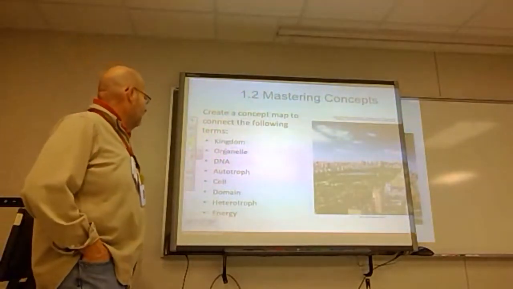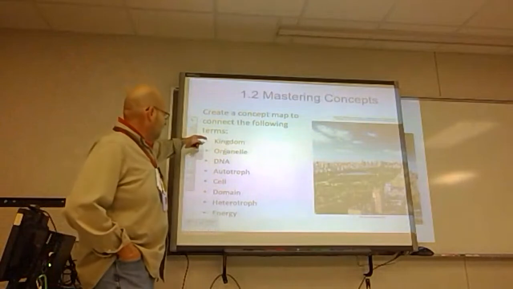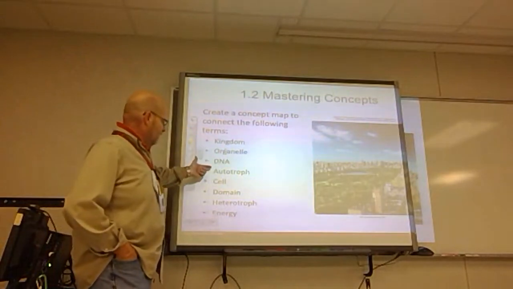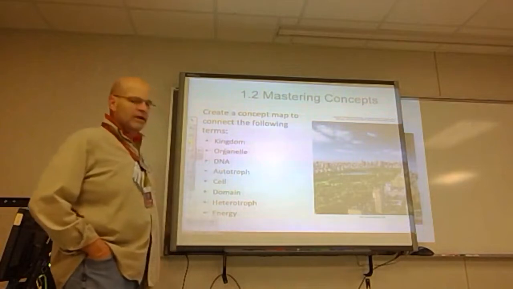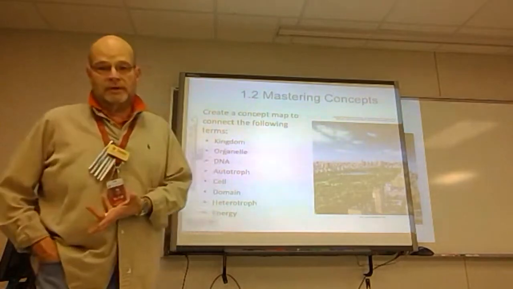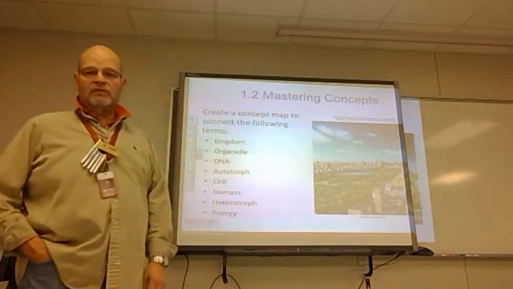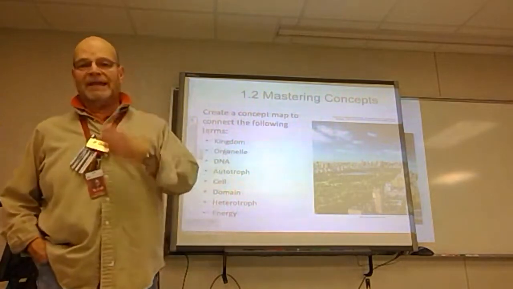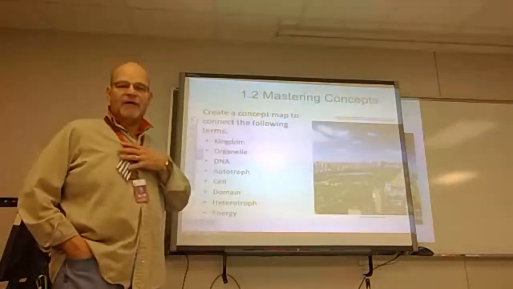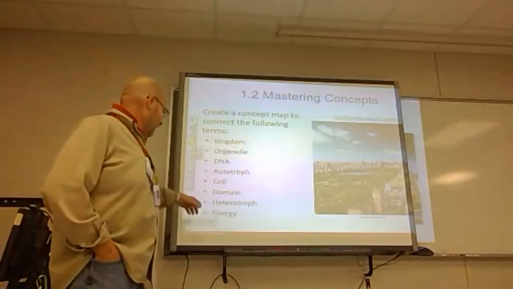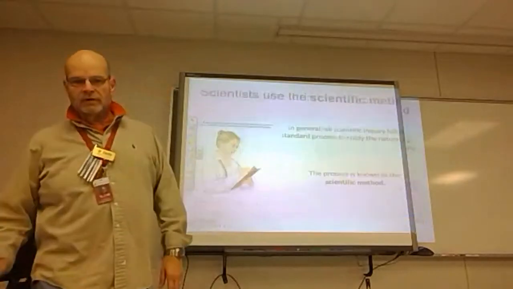Again, we want to master these concepts. You want to know the difference, what a kingdom is, what an organelle is, what DNA is. An autotroph is an organism that can make its own food. A heterotroph is an organism that has to get its food from somebody else. I have to eat groceries, so I am a heterotroph, and then know how to use energy.